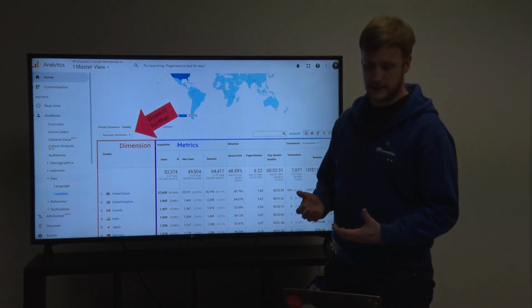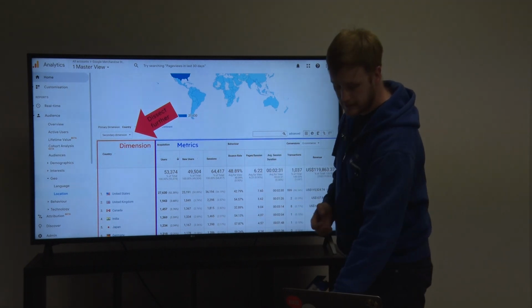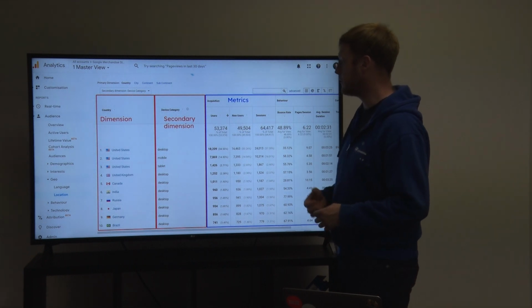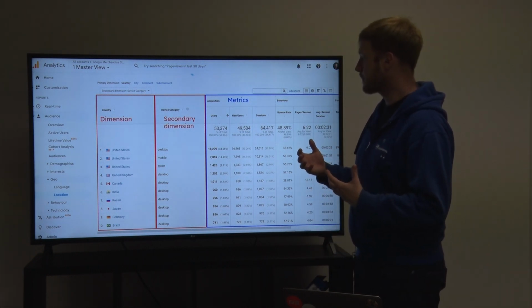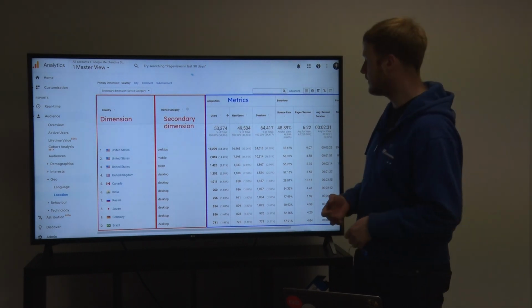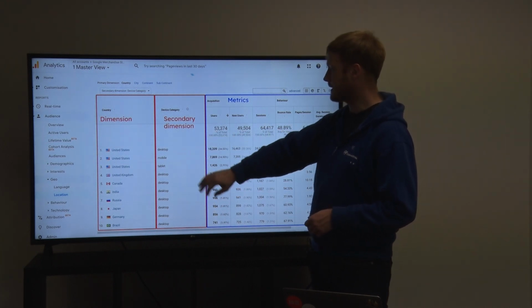And we can dissect the data further. Most of the tables, we have the primary dimension, but we can add a secondary dimension. So for example, I want to know desktop versus mobile in the US. I know they're probably different. So I add a secondary dimension to the data of device category.